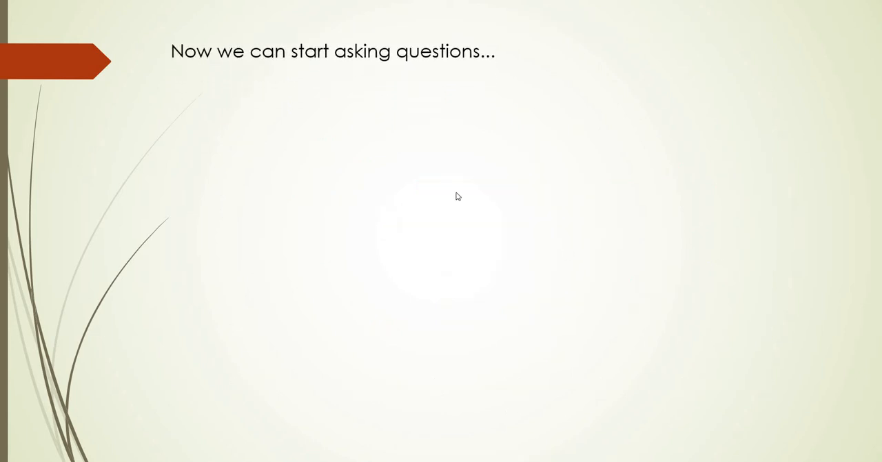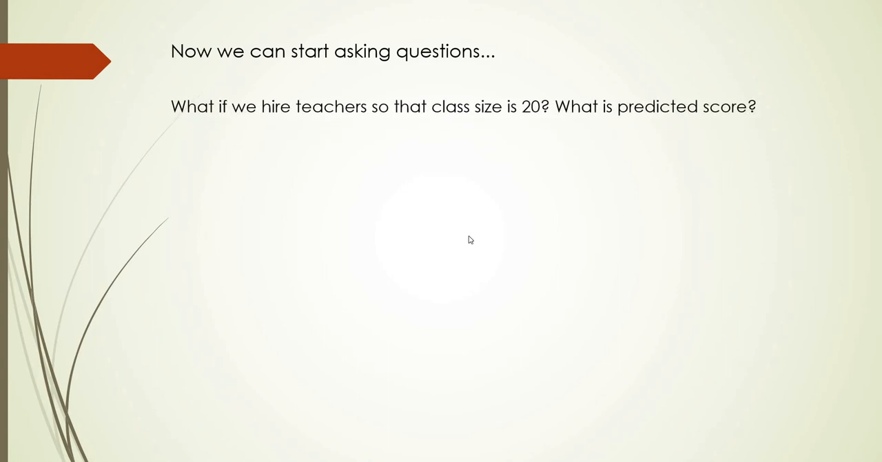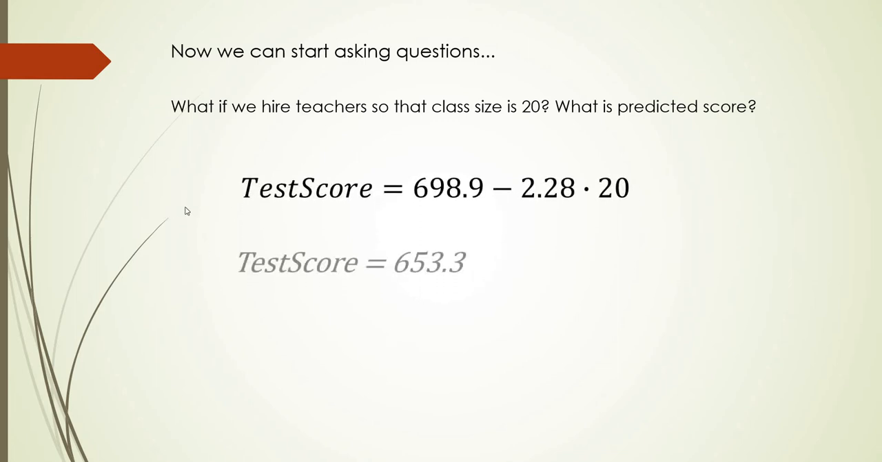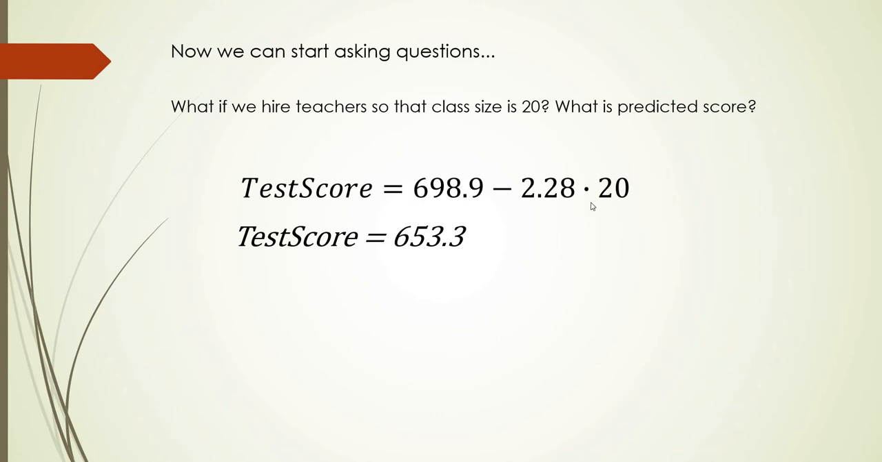Now we can start asking questions when we have our model. For example, what if we hire teachers so that class size is 20? What is the predicted score? So instead of x, we will put 20, and then we can calculate that we can expect the test score for the class size of 20 students per teacher is 653.3.